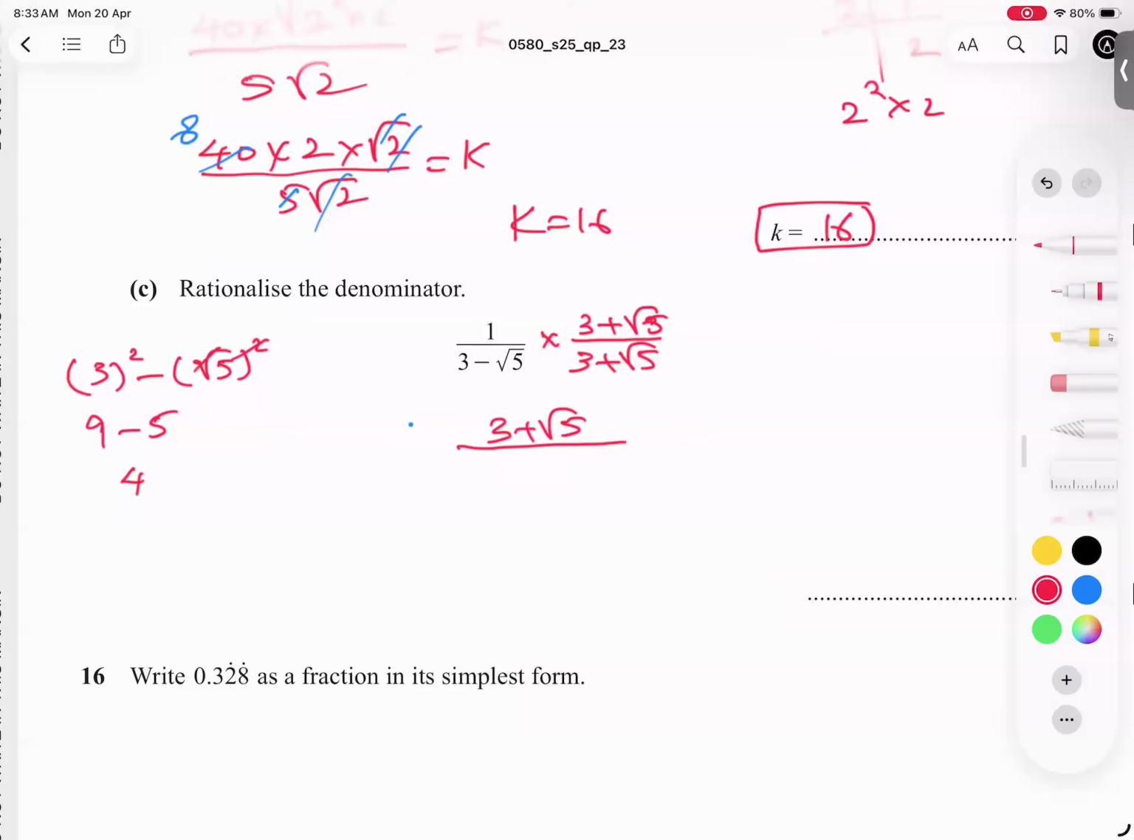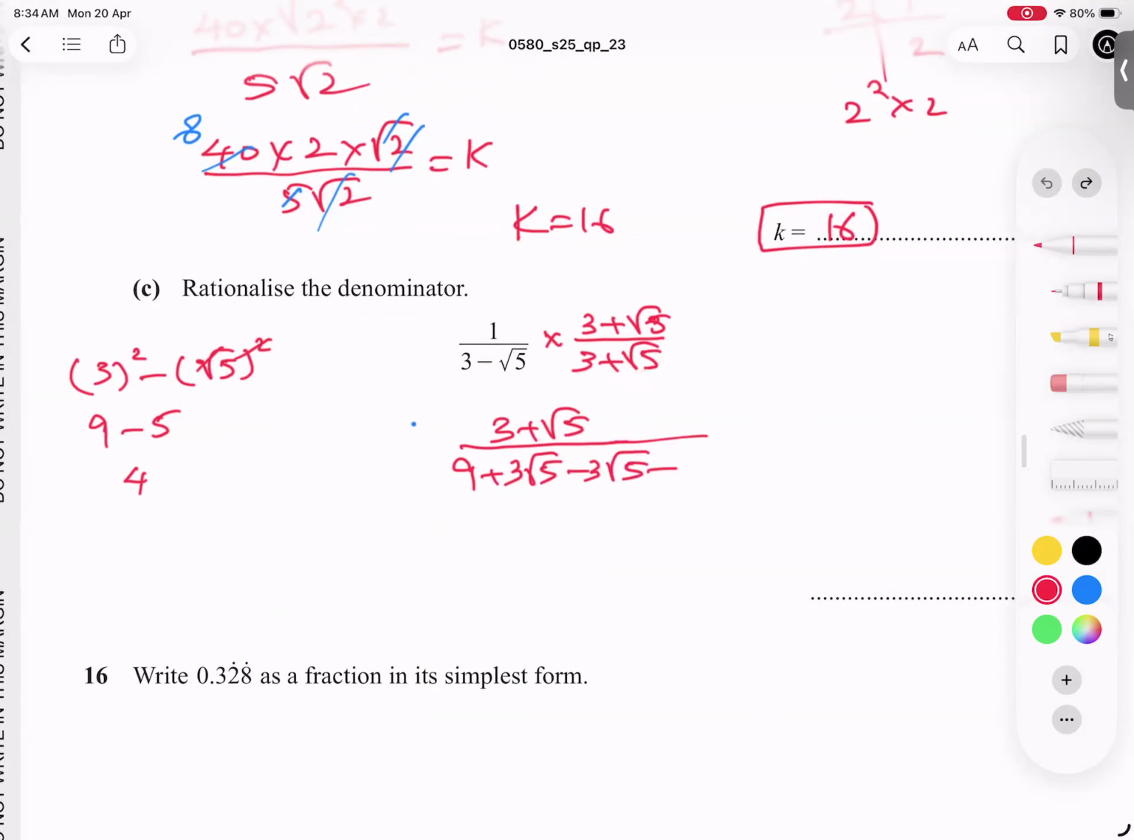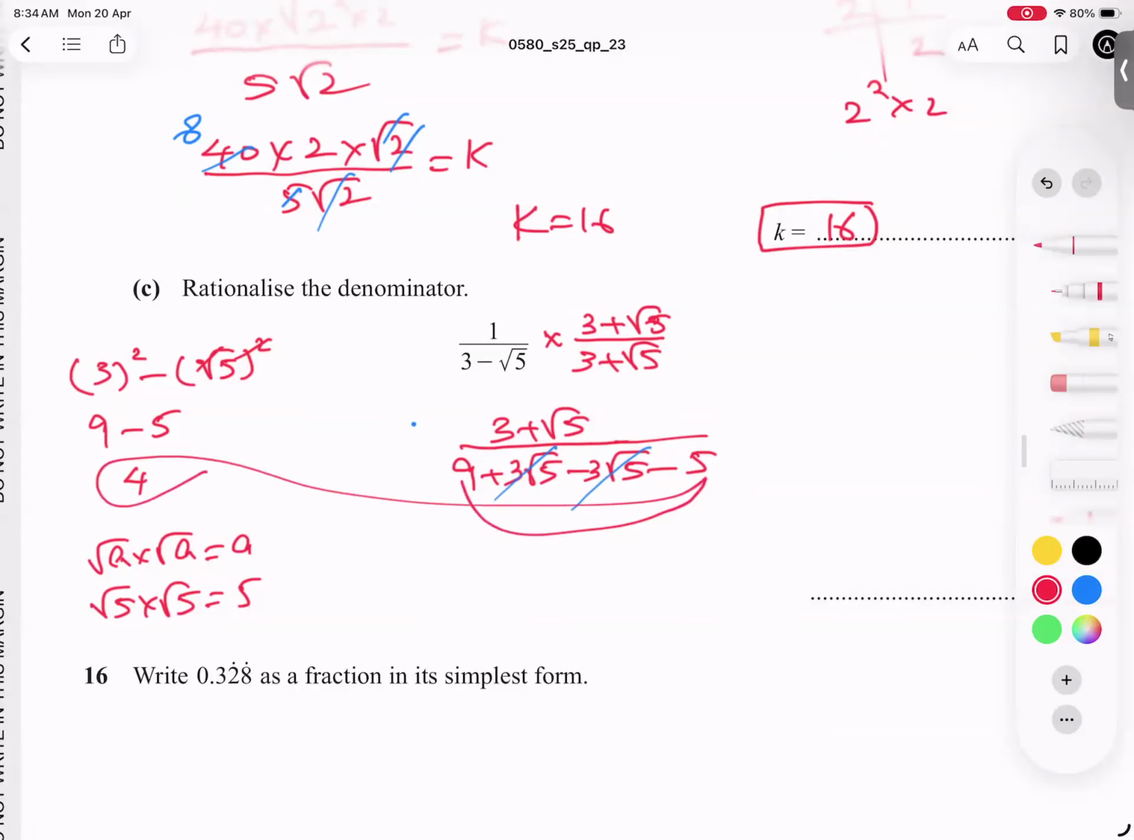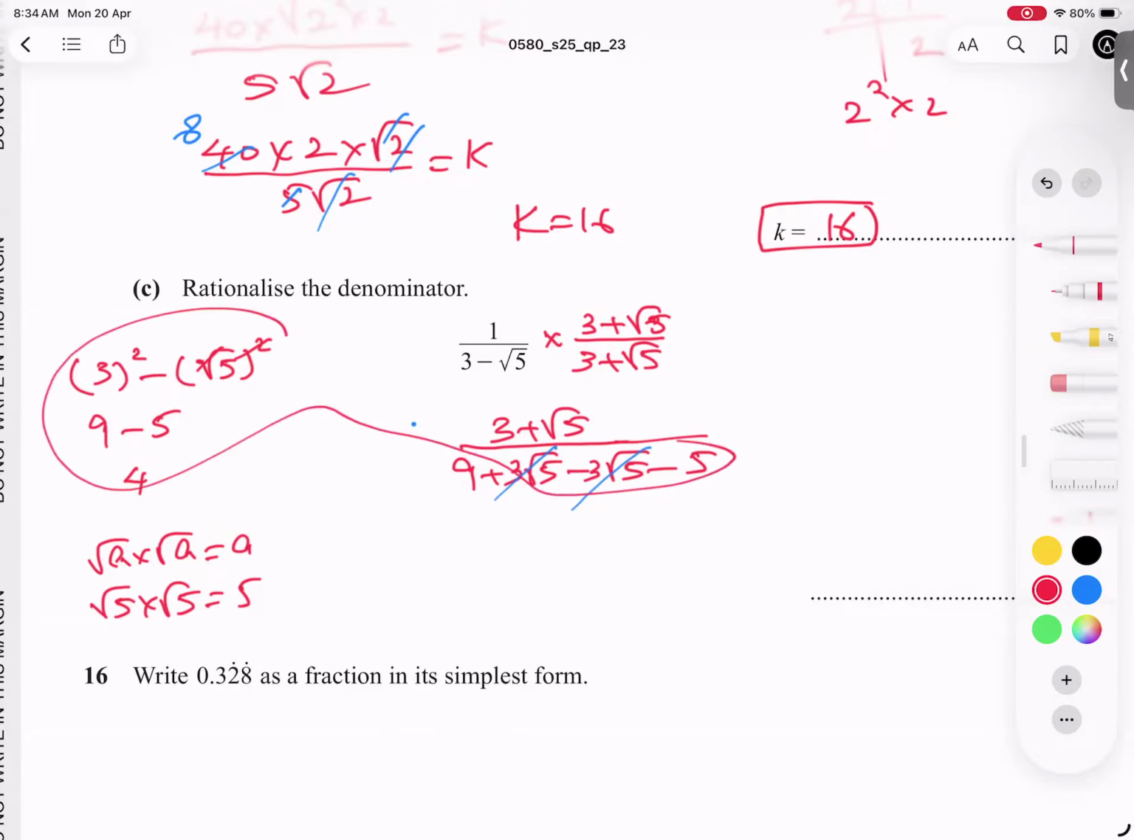But if you are confused in the exam and you don't know this way, you multiply directly. 3 3s are 9. 3 into root 5, 3 root 5. So this 3 into root 5, negative 3 root 5. And negative into positive, negative root 5. If the same number is multiplied, like root a into root a, it will give you a. Root 5 into root 5 gives you 5. So here I got a 5. And the middle terms are the same with opposite signs, they cancel. And look, 9 minus 5, 4, same. So you choose this way or this way, both are correct. So basically 3 over root 5 over 4 is our final answer.